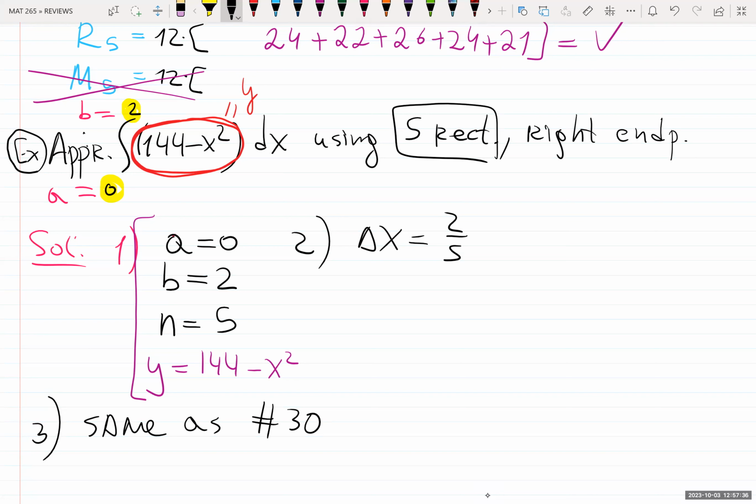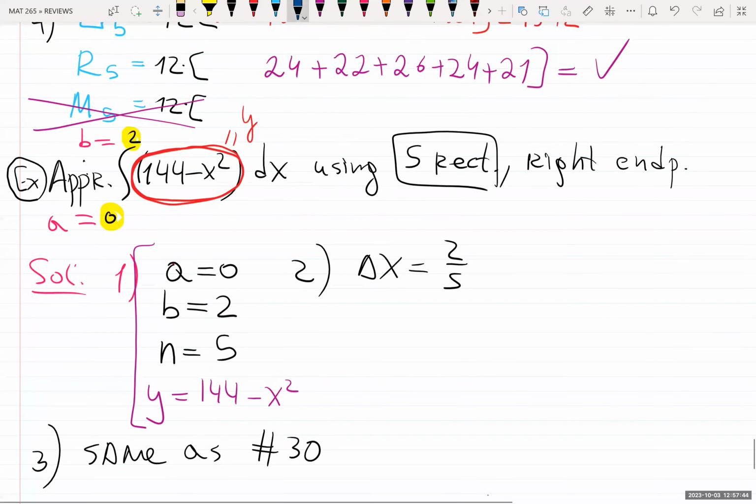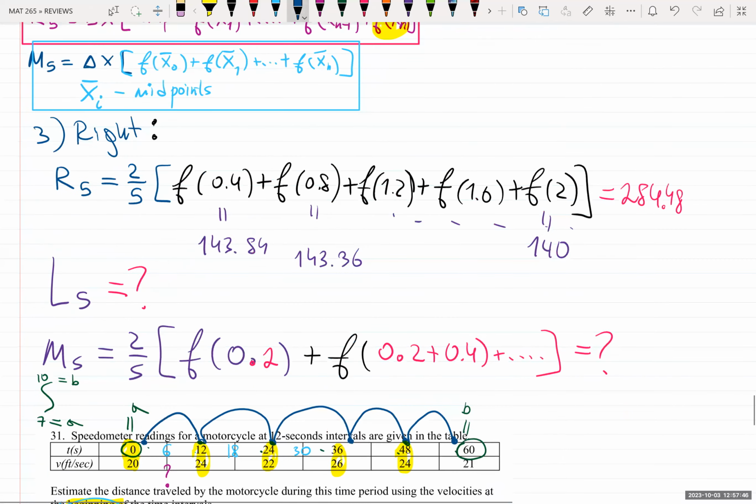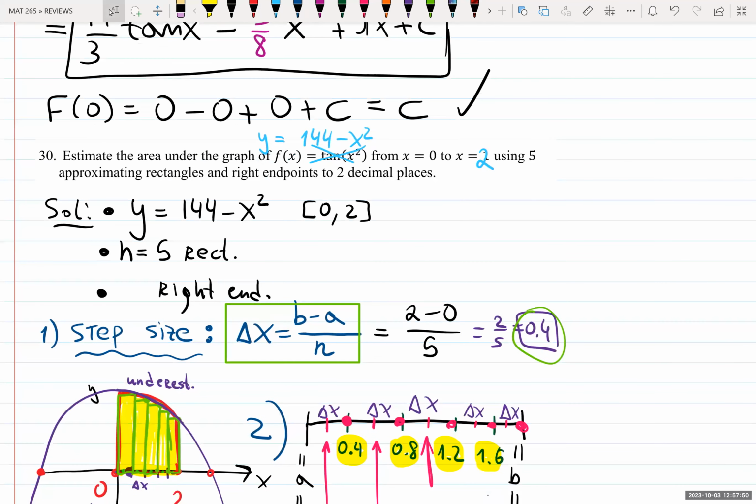Oh, and you know they call it Riemann sums, right? Should I say that? In these questions, the terminology also says approximating rectangles, 5 approximating rectangles, right endpoints.